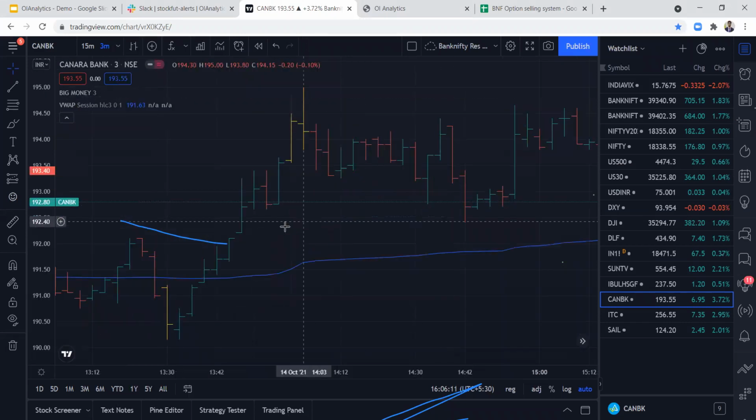Okay. Yeah, these yellow candles definitely help because those are the significant volume changes that happen.